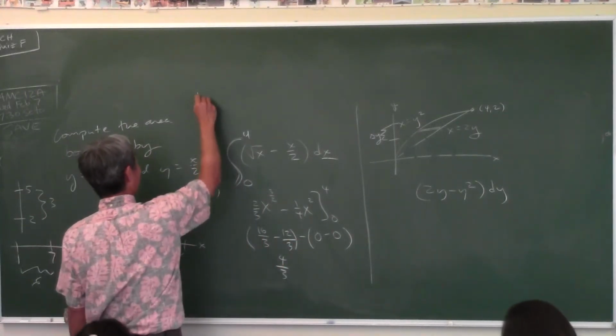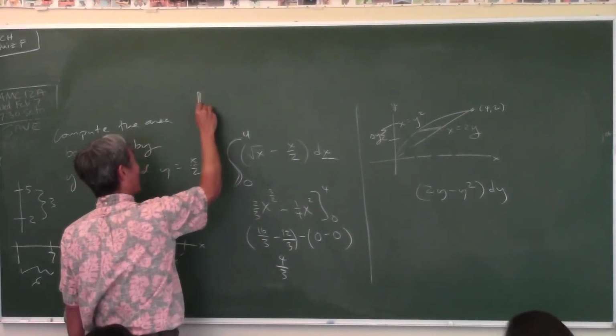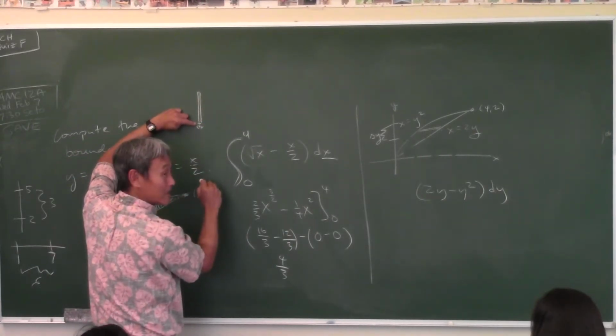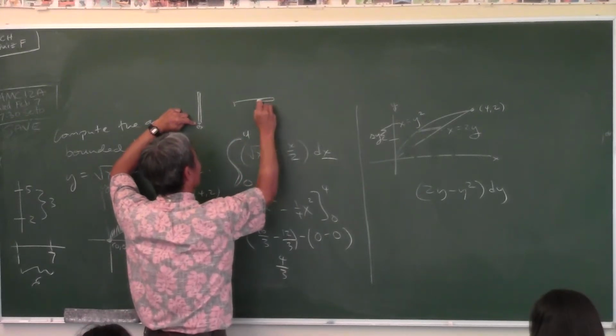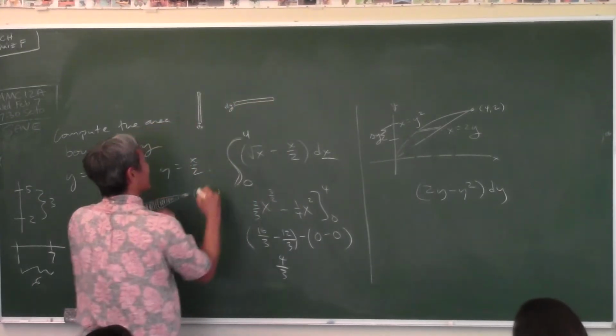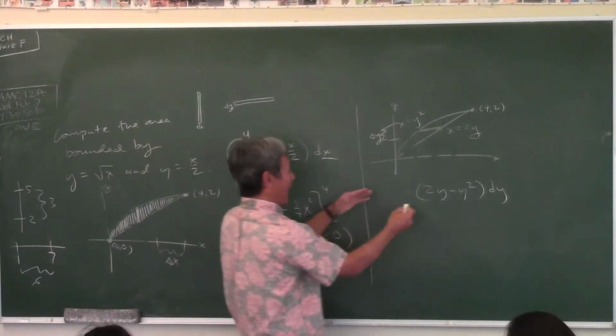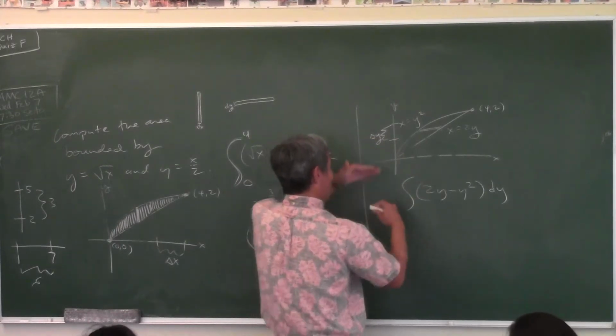So for those of you who still didn't get it, look, when you draw a vertical rectangle like this, the infinitesimal width is dx. But when you draw the rectangle this way, then the infinitesimal width is dy. It's a change in y, except infinitesimally small. And then you're going to add up all of these rectangles from 0 to 2.